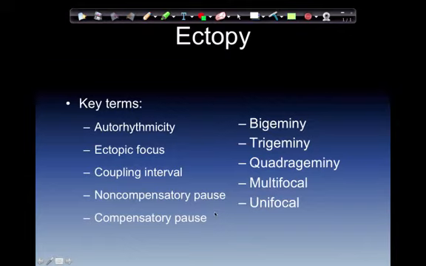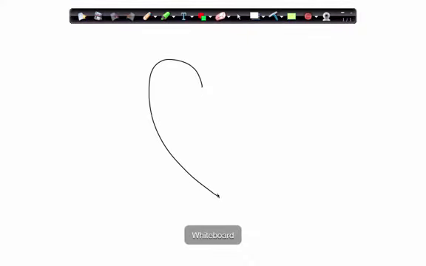Compensatory pause. Now in a compensatory pause, we still are talking about an RRR sequence that contains a normal beat, a premature beat, and another normal beat. But the SA node did not get reset and will now start over in its rhythm area. So whenever we get a compensatory pause, whenever that beat occurs, boom, it is going to compensate for the time frame.